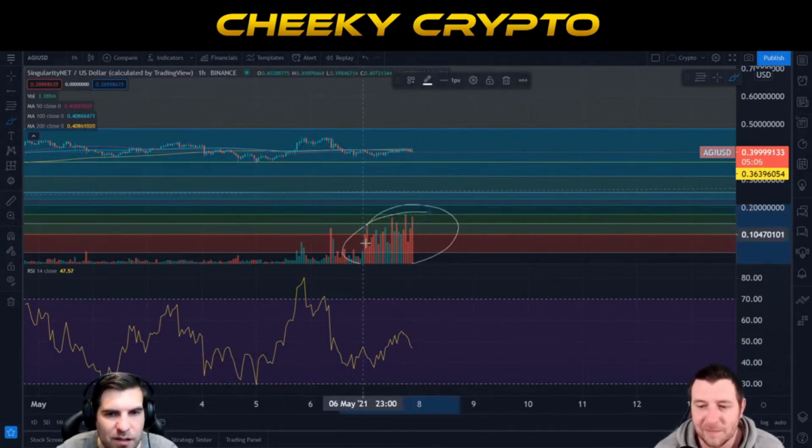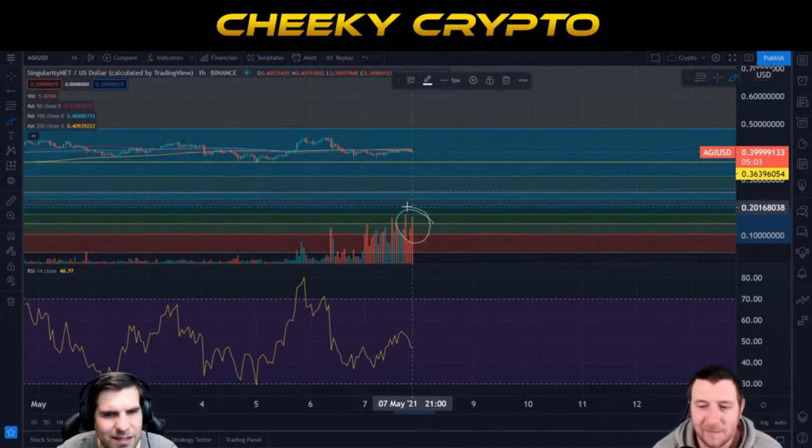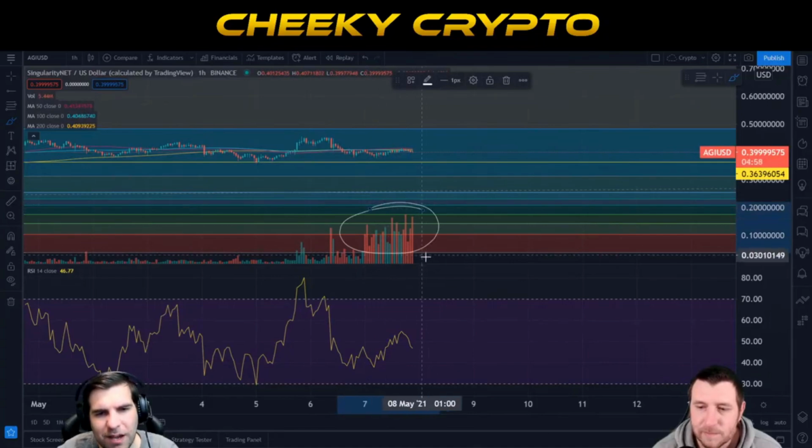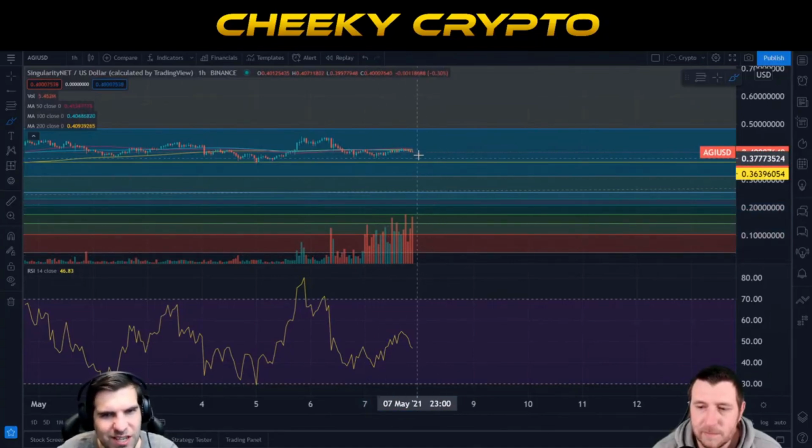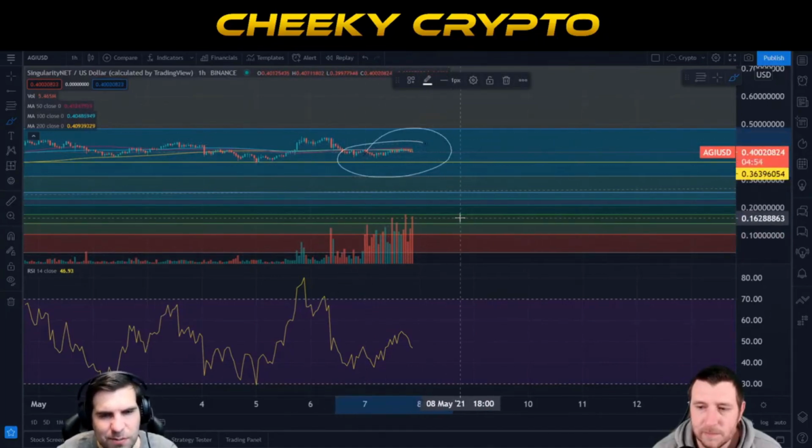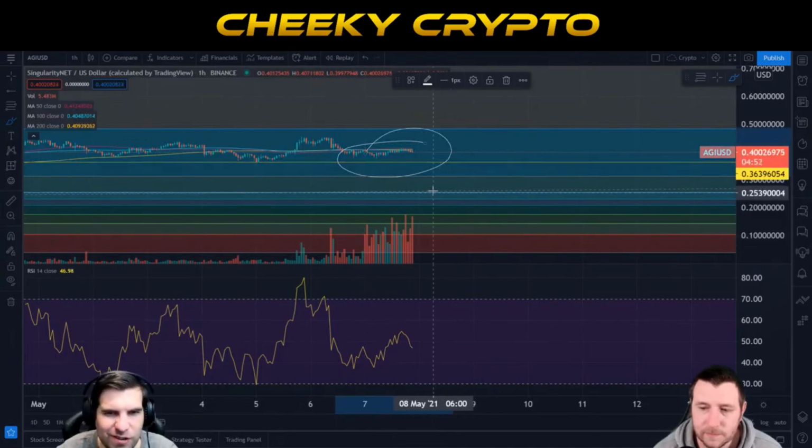The volumes here are nice and strong, but it's mainly selling pressure mixed in with a little bit of buying here and there. So ultimately the volume, although it has come in nice and strong, it's not necessarily having too much of an impact on price because it's just trading the buying and selling orders amongst each other.